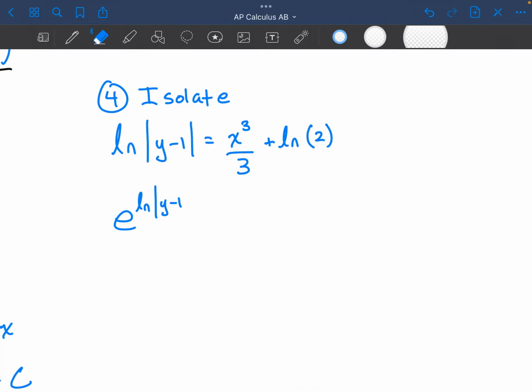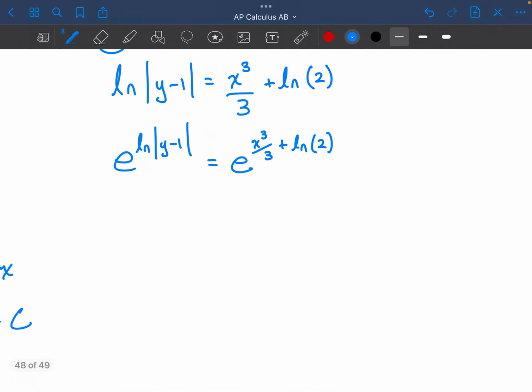Oop, that should be an absolute value symbol. It hasn't gone away yet. And on the right side, I have e to the power of all of that: x to the power of 3 over 3 plus natural log of 2. All of that was in the exponent of the e.